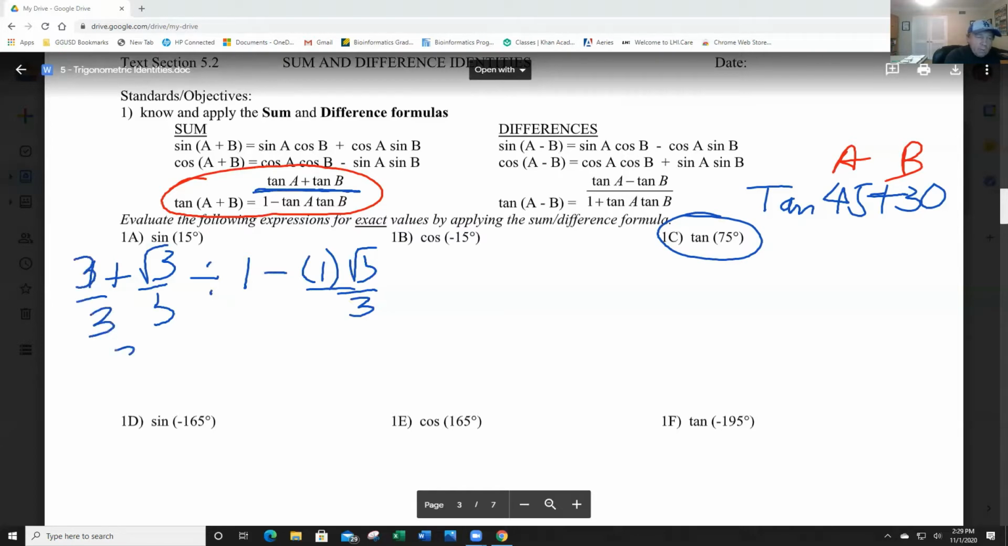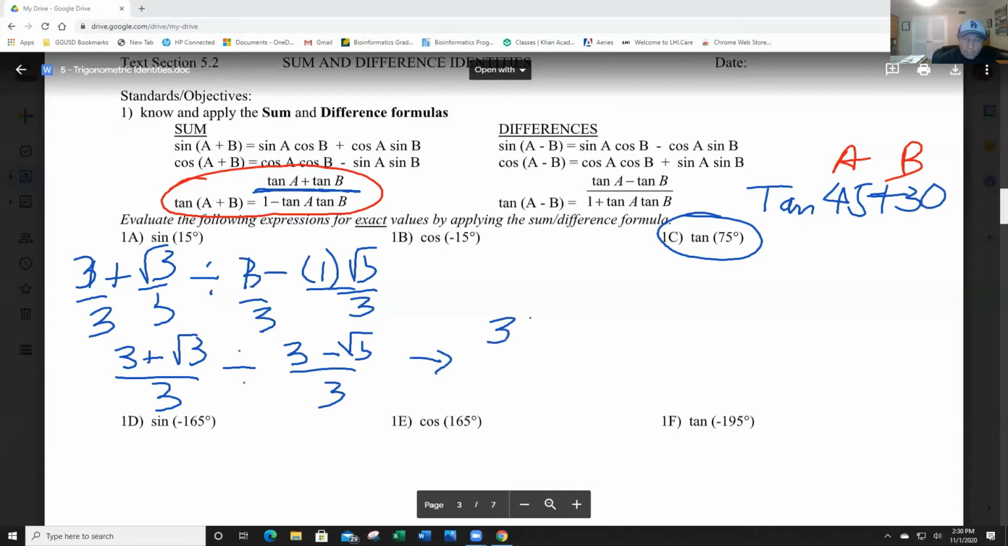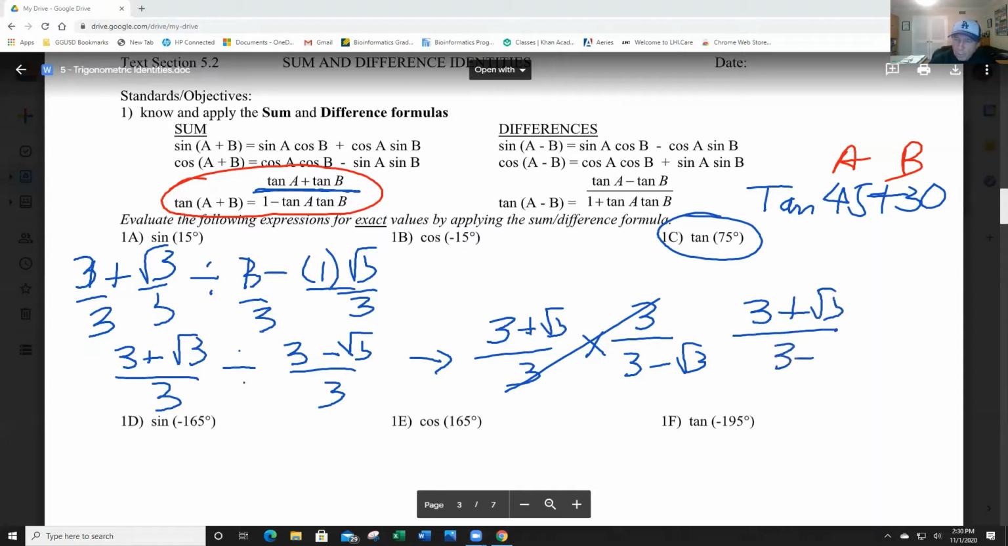And that's going to give you (3 + radical 3)/3 divided by, and again, let's look at this 1 as 3 over 3. So then you have divided by (3 - radical 3)/3. So put an arrow where we're going next. This is, again, it'll take up a lot of paper. (3 + radical 3)/3 times 3/(3 - radical 3). Cross cancel those. And you have (3 + radical 3)/(3 - radical 3).